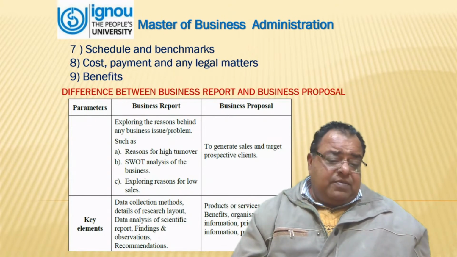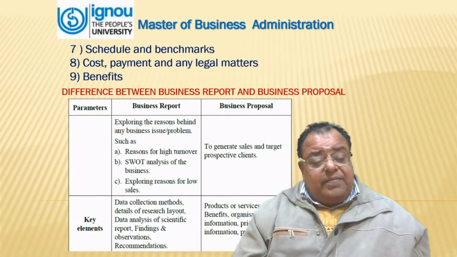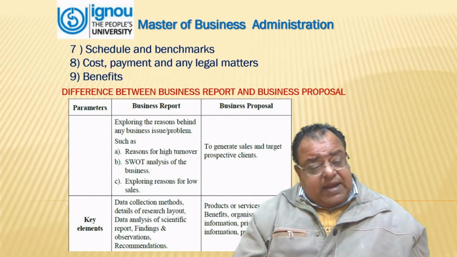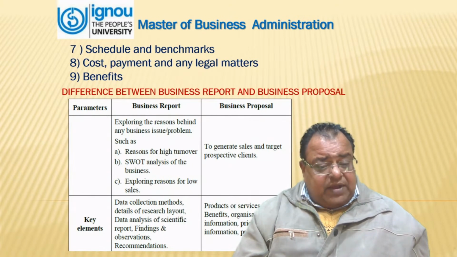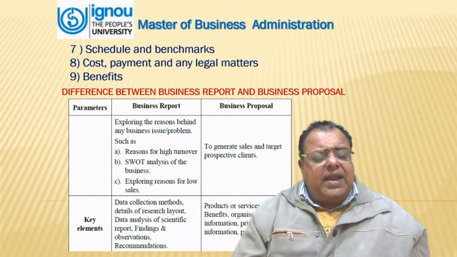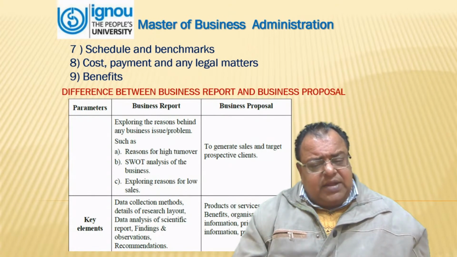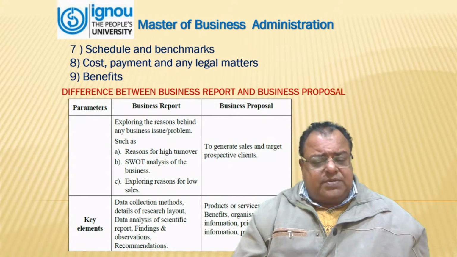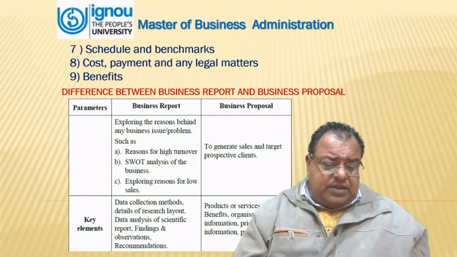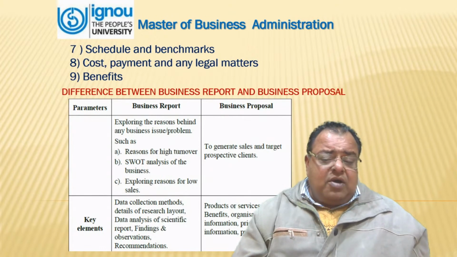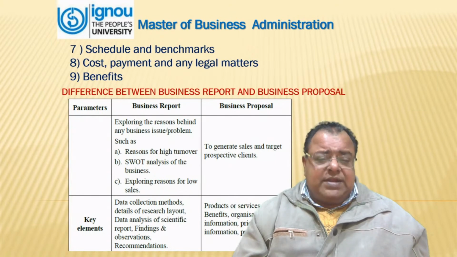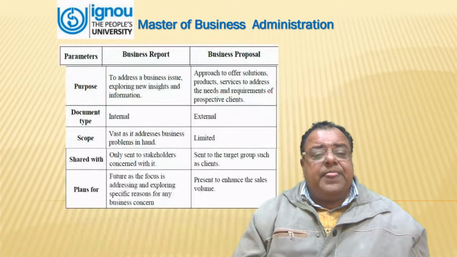In a business report, the key elements are data collection method, details of research layout, data analysis of scientific reports, findings and observations, and recommendations if there are any. And in a business proposal, product or services, benefits, organizational information, pricing information, and pricing structure are all included.